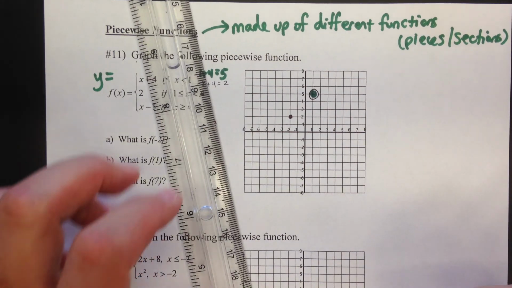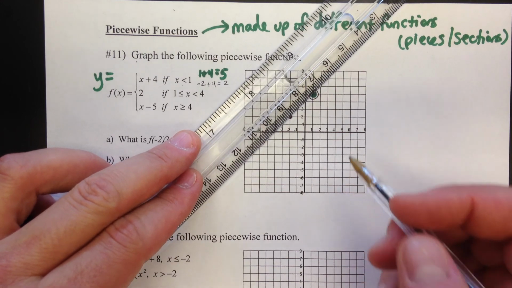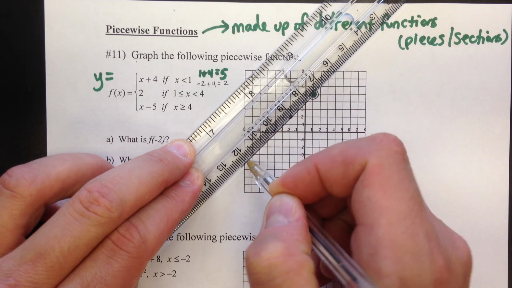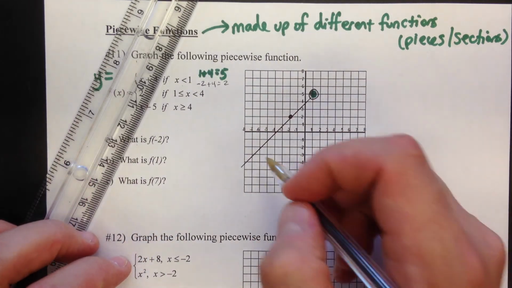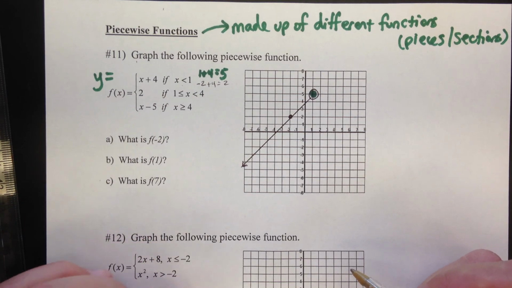Okay, so I get my ruler, and so let me line this up here, and then I'm going to draw the line. Okay, so there's my first section right there. There's the first piece, and it keeps going to negative infinity.